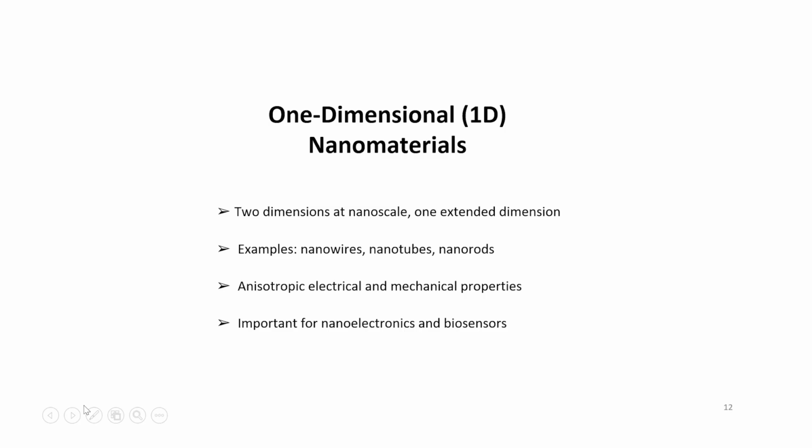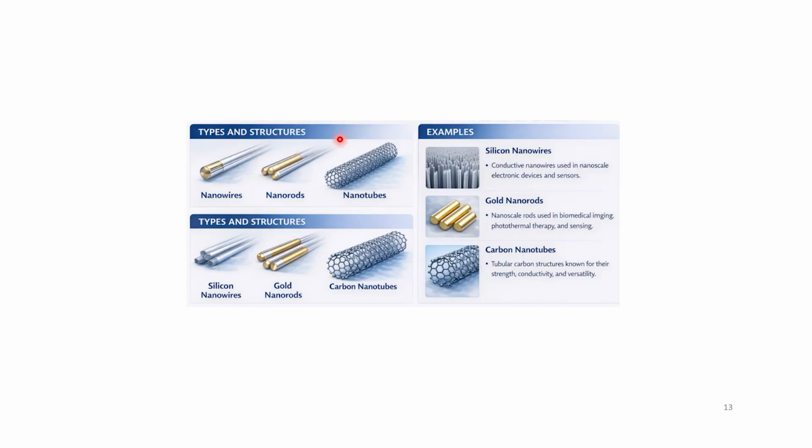Then one dimensional nanomaterials, as I've already told you, have two dimensions at nanoscale and one extended dimension. Examples are nanowires, nanotubes and nanorods. Then anisotropic electrical and mechanical properties. So you use them especially for conductivity, where you need a movement of electrons in one direction. Then it's important for nanoelectronics and biosensors. That's a crude image, but it's how a nanowire is supposed to look. These are nanorods, these are nanotubes.